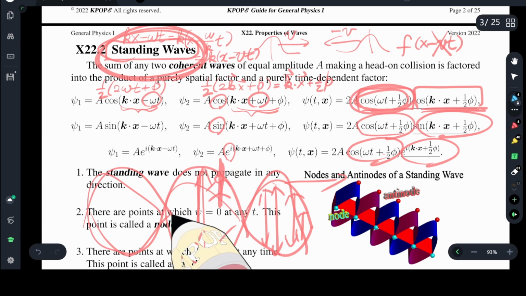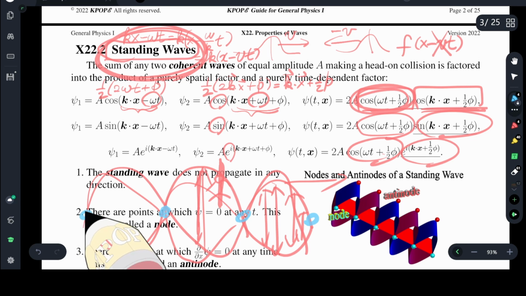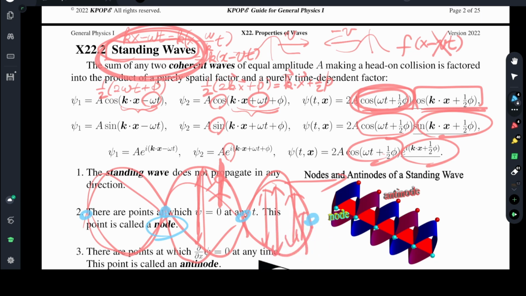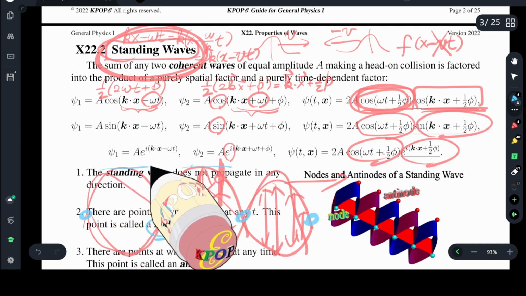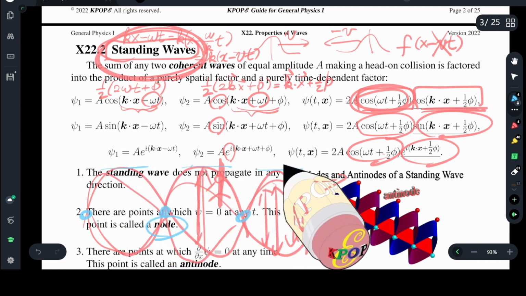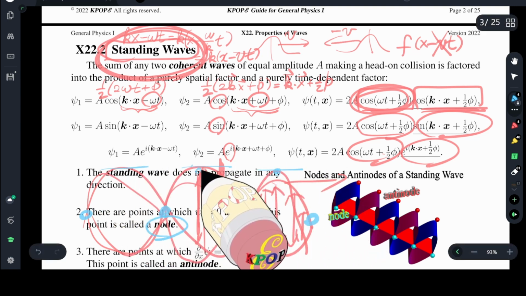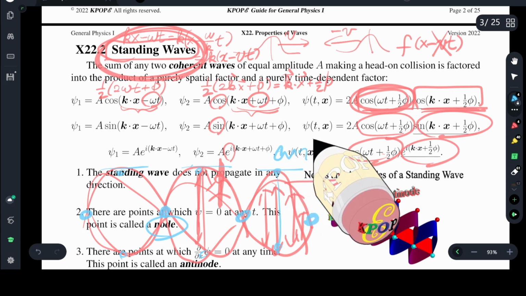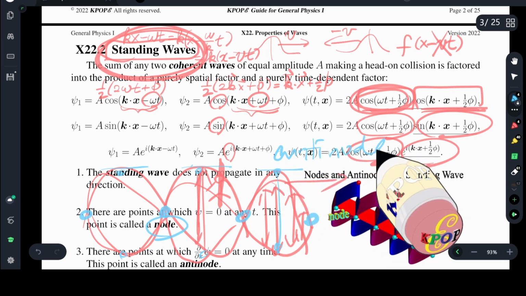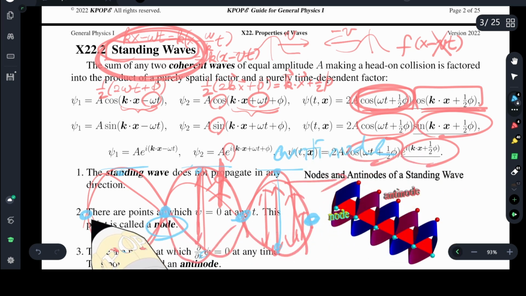In a standing wave, there are points that do not oscillate at all. These are called nodes. And there are points where the spatial derivative vanishes. These points we call anti-nodes, and these are nodes. Okay.